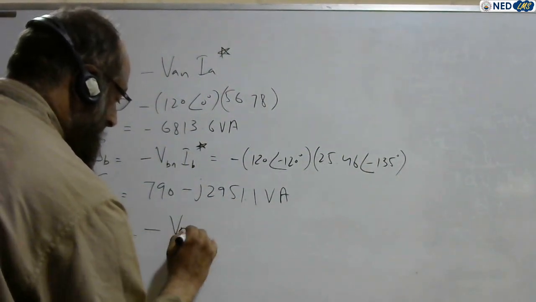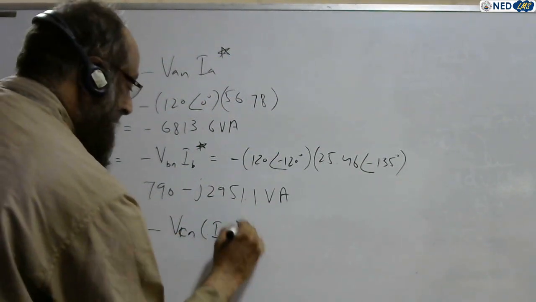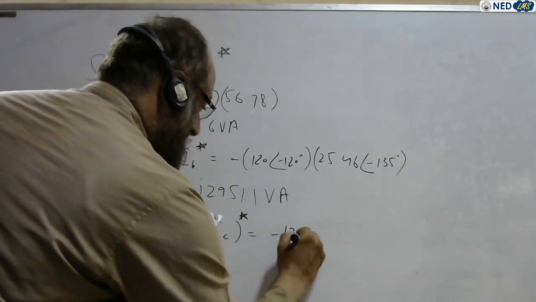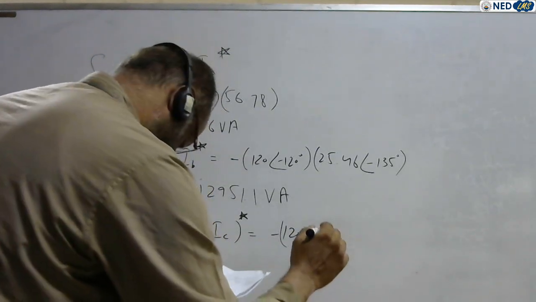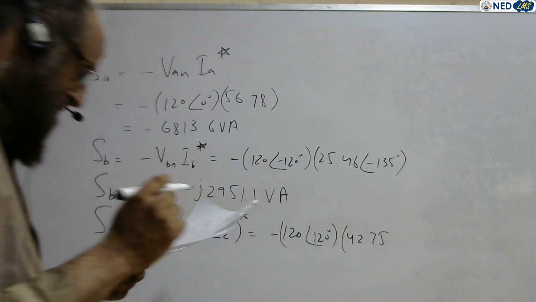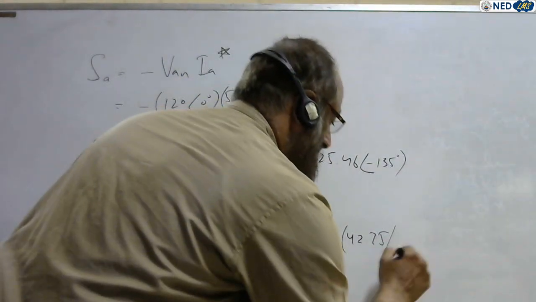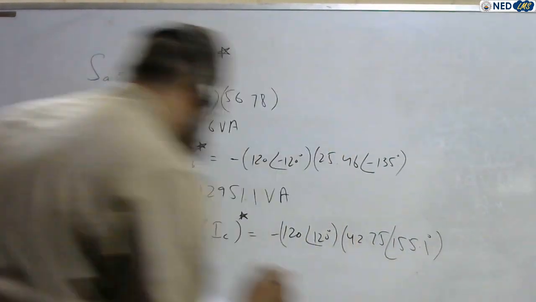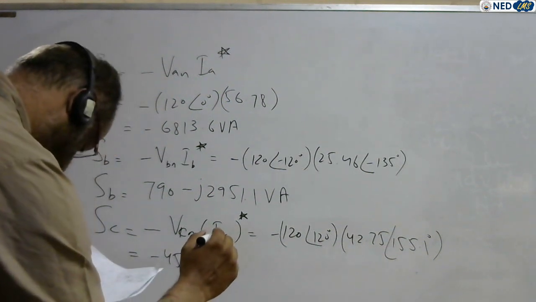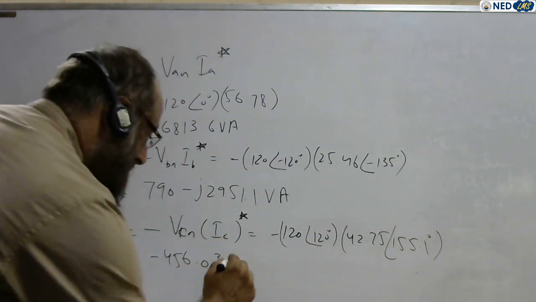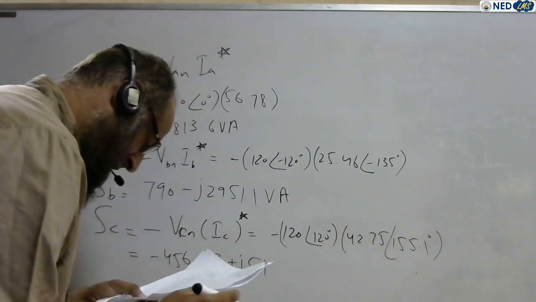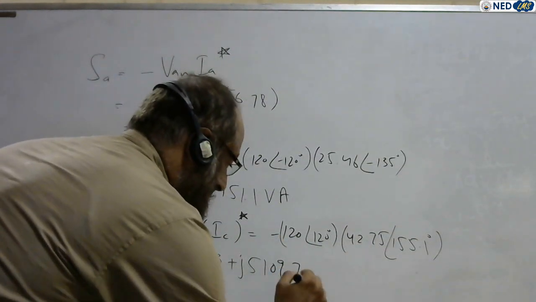And similarly sc, again minus VCN and IC conjugate, right? So put the values, minus 120, and so on, plus J5109.7 volt ampere.